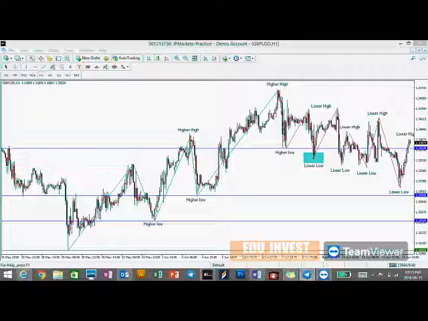So this was me just basically telling you guys how to identify a market that is changing its direction, so that we can avoid falling into the potholes and making silly mistakes, and as a result losing money.